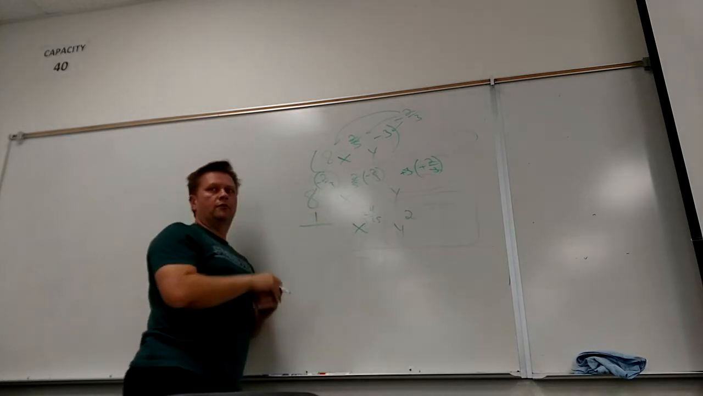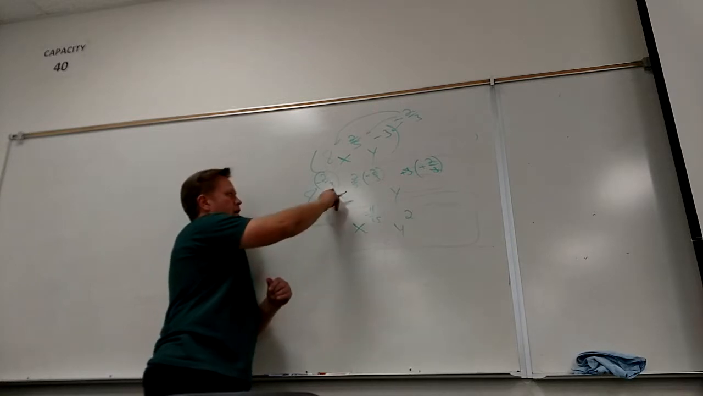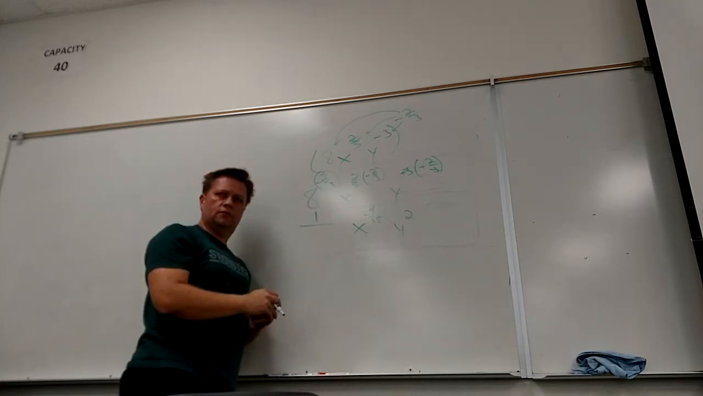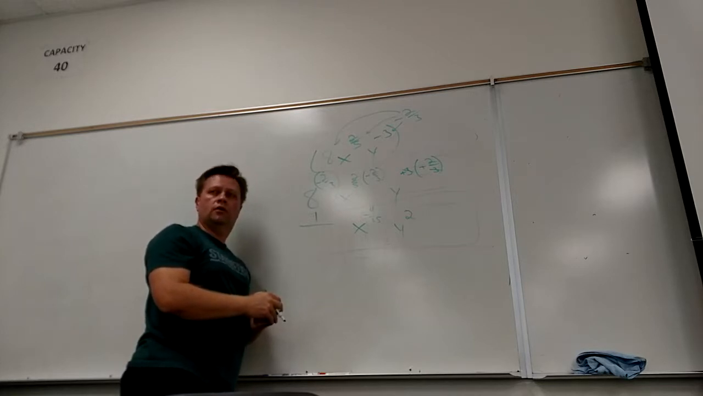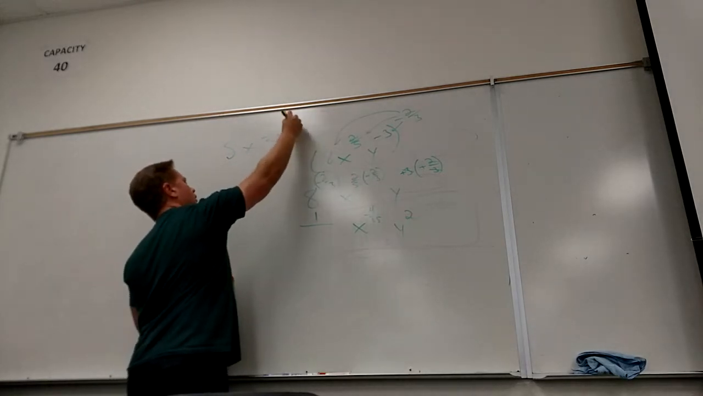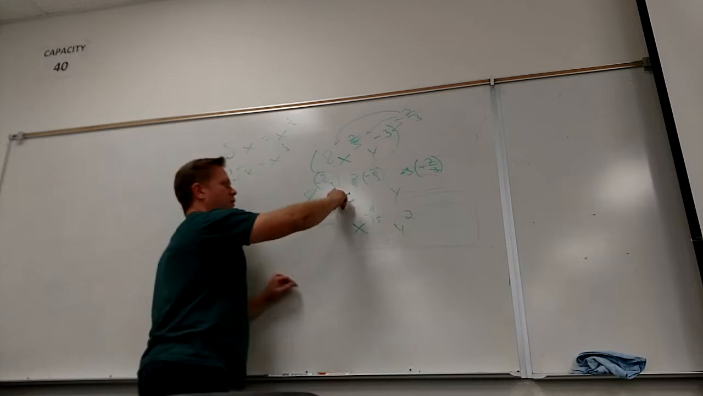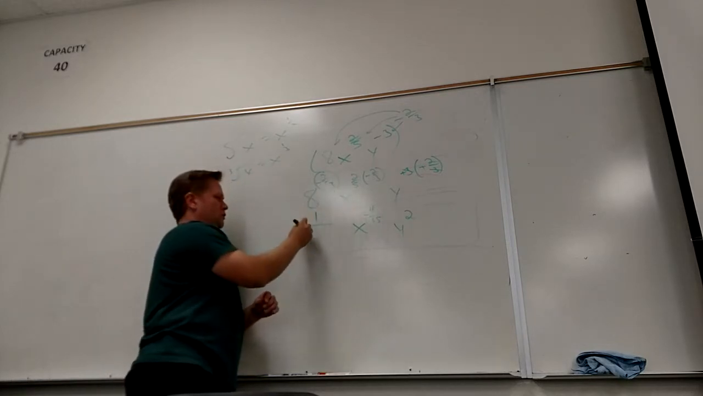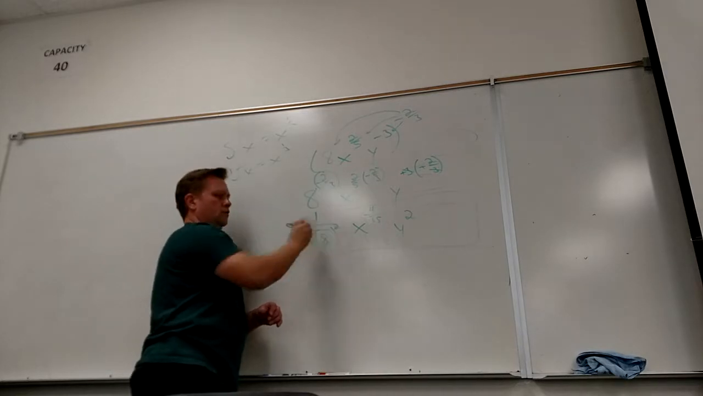There's a 3 on the bottom. What does that mean? There's a 3 on the bottom of the power. What does that mean? Thirds. How do you write square root of x? X to the 1/2. How do you rewrite cube root of x? X to the 1/3. Okay, what's the 3 mean on the bottom? Cube root. Cube root of 8 squared.